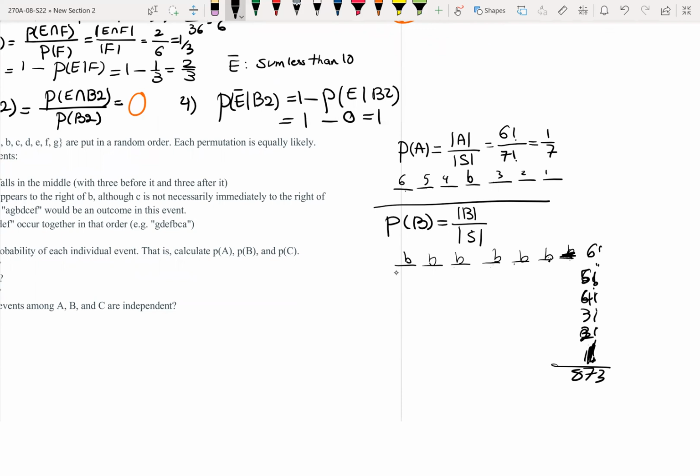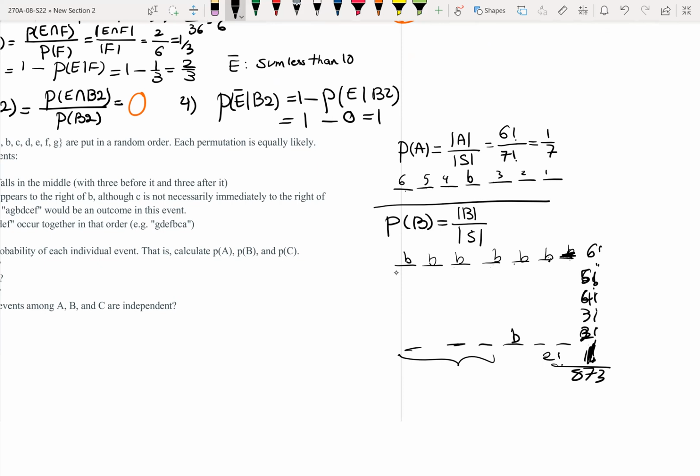Because we are counting the places that C can sit, right? Let's say if your B is sitting, that's 7 places. If your B is sitting here, you just say I have 2 factorial chances for the C to be on the right side, okay? But then you're leaving out the other permutations that might happen on the left side. So that's why it's not really enough. 873 is not the answer.